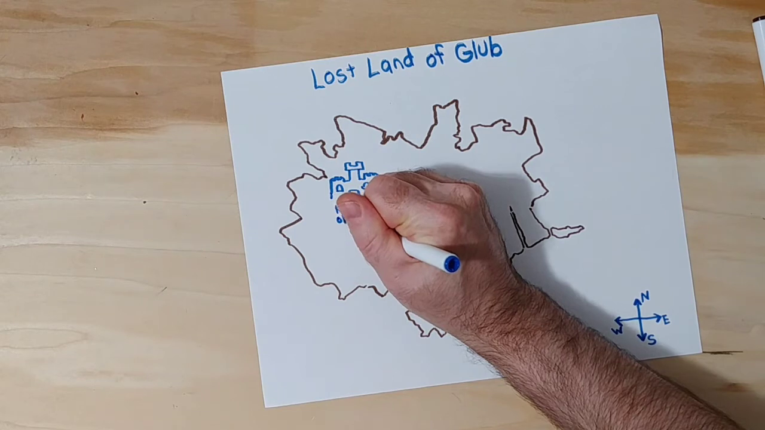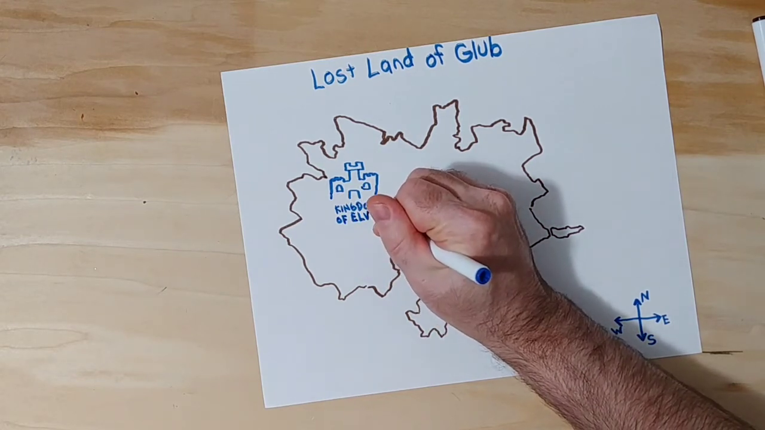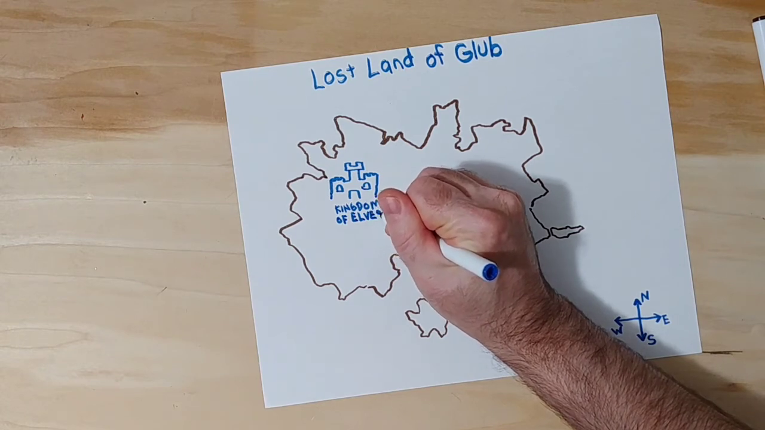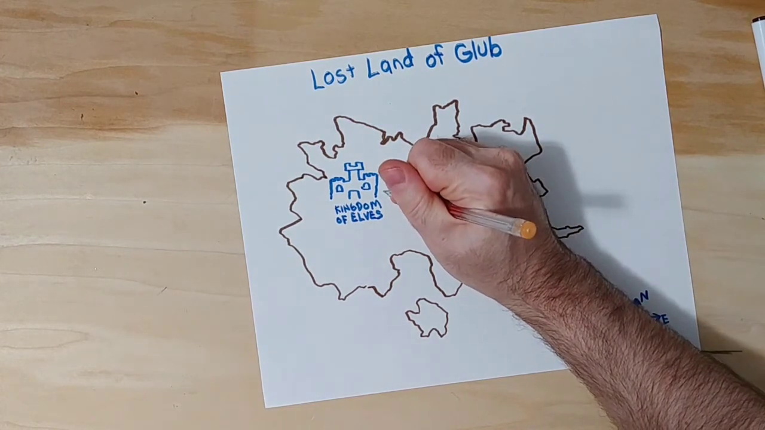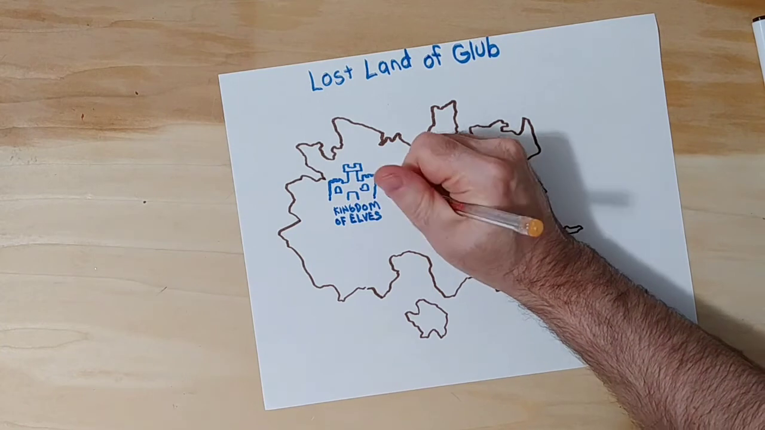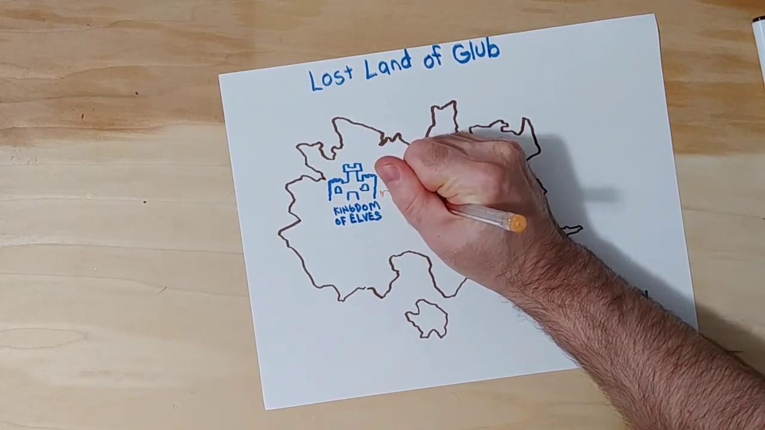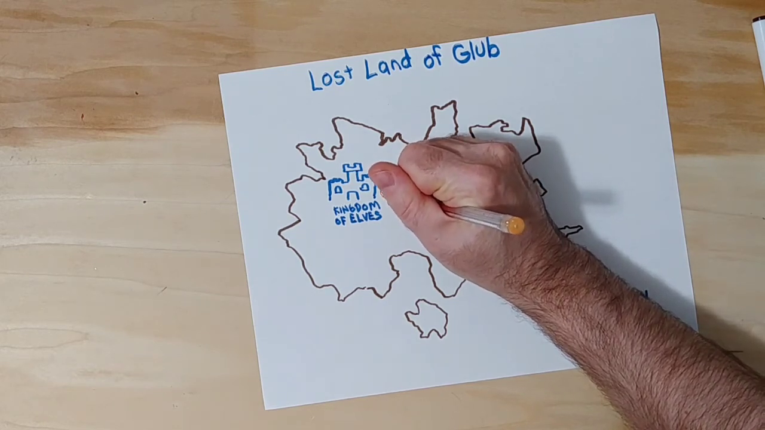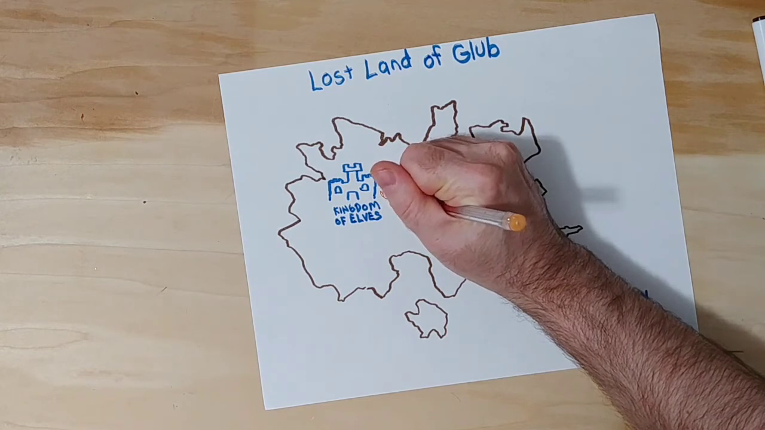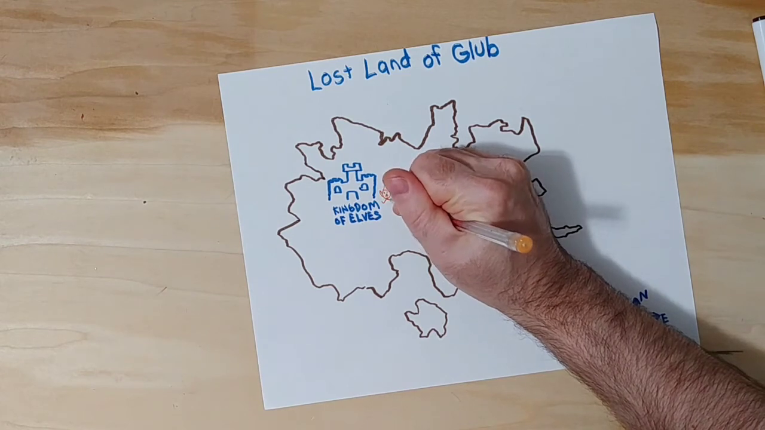of elves. The elves live there. And I've got this pointy one, this is better for drawing details. So I'll draw a little elf that lives in the kingdom of elves. What other things could be in the lost land of Glub?